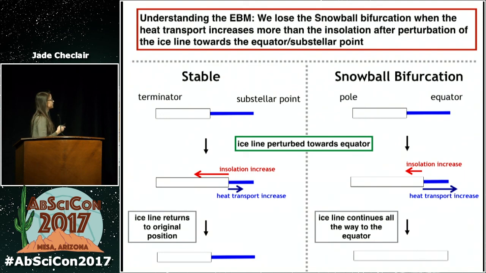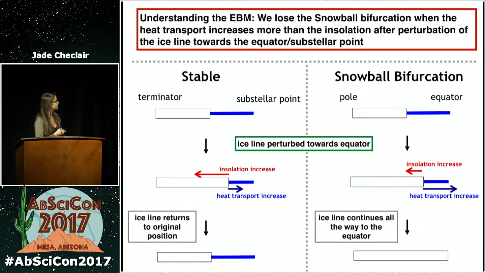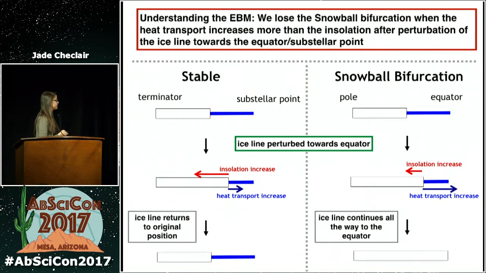Now, on the left, for the stable case, for example, for a tightly locked planet, again, we have an ice line somewhere between the terminator and the substellar point, and we again perturb it slightly, towards the substellar point this time. But because, as we saw, for a tightly locked planet, the rise in insolation is so sharp from the terminator to the substellar point, this time the insolation will have increased more than the heat transport. And because of this, the ice line will return to its original position. So the planet doesn't go through a snowball bifurcation.